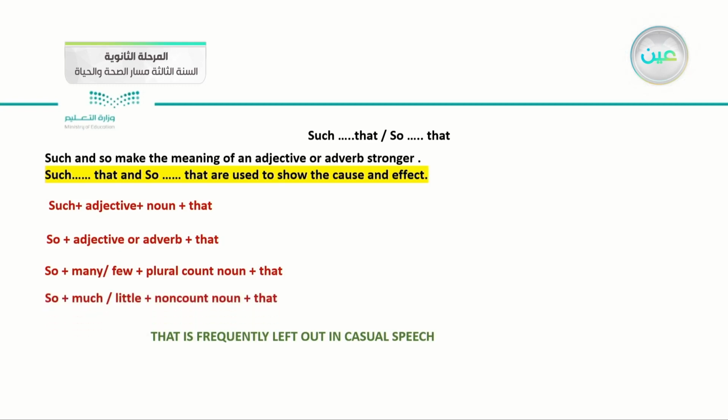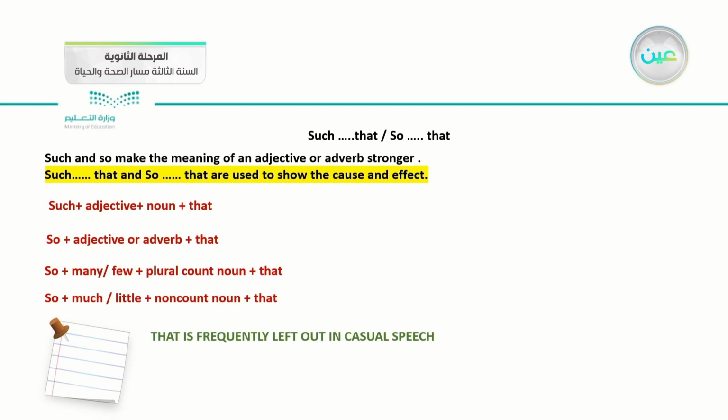The fourth one is "so" with much and little. What do you think much and little are? We use them with uncountable nouns. So plus much, or sorry, so much or little. We can choose one of them, much or little, and an uncountable noun, then plus that. If you notice, all of them follow the same process, except "so," which we can use with an adjective or adverb.